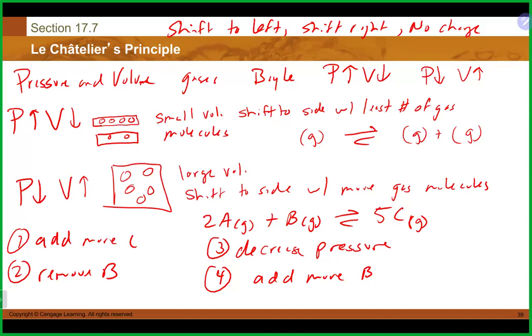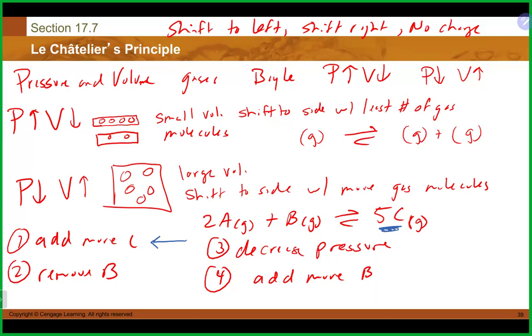Okay, so let's take a look. We'll start with the first one. We're going to add more C. So we want to figure out, looking at the equation, where C is a product. And when we add, that means it goes away from the side. So since we're adding a product, it should shift away from it, and it should shift to the left in this case. The reason for that, again, is we have a lot more products at this point.